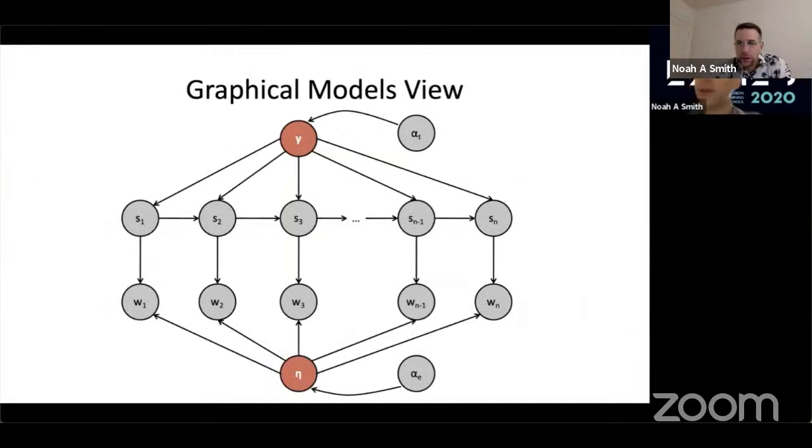In the graphical models view, you can pack this in as well. You can think about this as a way of saying that your gamma and eta distributions were drawn from their respective priors. The alpha bubbles there are denoting those priors, and they are gray because we fixed them in advance. We've just asserted that we know their values. We're not trying to update or estimate them. They're just fixed values.